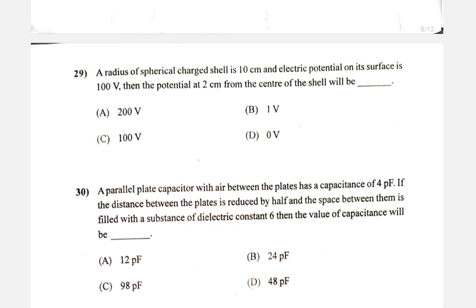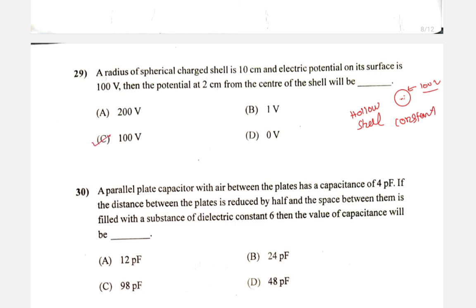Next, let's try the next question. The radius of a spherical charged shell is 10 centimeter and the electric potential on its surface is 100 volt. Then the potential at 2 centimeter from the center of the shell is. We know that for the shell, the potential on the surface is 100 volt, and for a hollow shell the potential inside up to the center is constant. So our answer will be C.